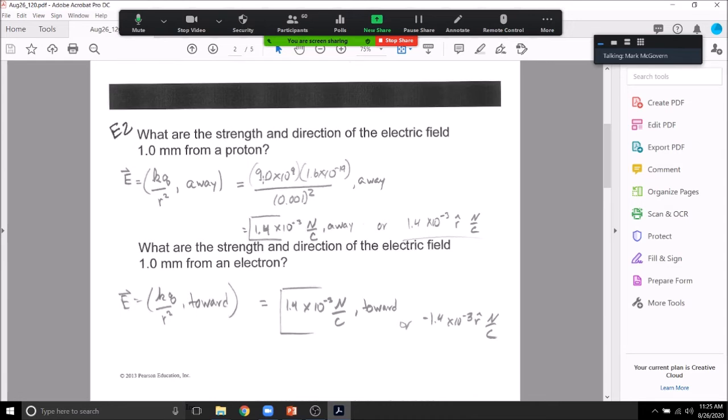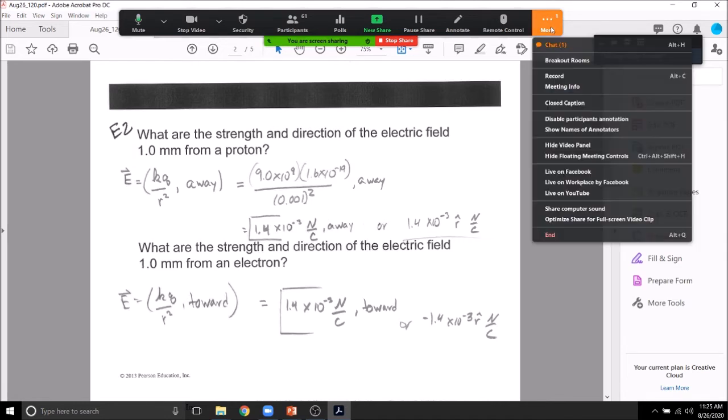So it's going to be 9 times 10 to the 9 for k. Q is 1.6 times 10 to the minus 19 if it's a proton or electron, the fundamental charge. Otherwise, you'll be given the charge. The distance down here, I use meters, 0.001. We can't see millimeters down there.